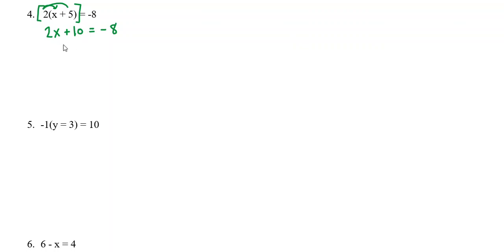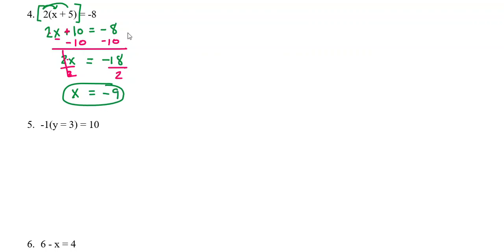What's being done to x? Well, it's being multiplied by 2, but it's also being added to by the 10. So I'm going to undo that first, undo the addition by subtracting, adding the opposite, minus 10, minus 10. That gives me 2x plus 0, or just 2x, equals negative 18. We'll divide by the 2 now. We'll undo the times 2, so we'll divide by 2. 2 divided by 2 is 1, 1x. Negative 18 divided by 2 is negative 9.